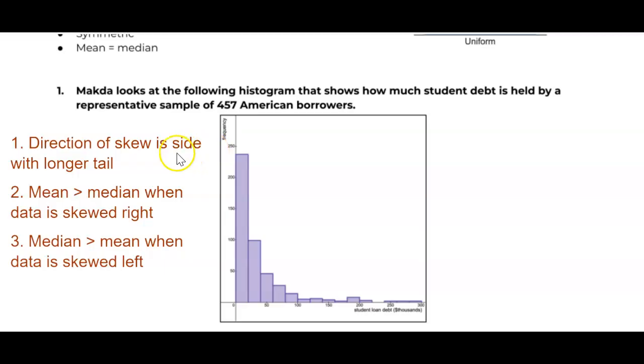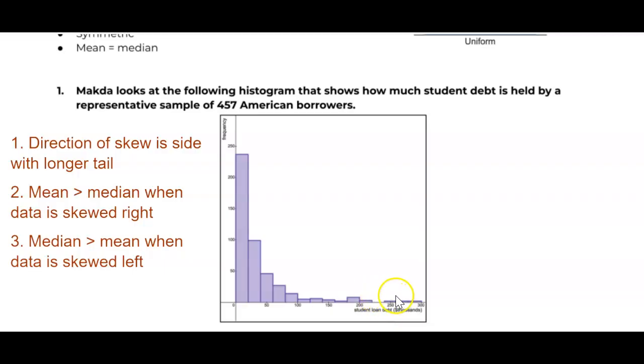So there are things to note here, and I'd like you to write these down as notes in your margin as well. The direction of the skew is the side with the longer tail. And so this one has a tail to the right, which means it's skewed right. When that happens, the mean will be larger than the median, because that larger value will affect the average more than it affects the center point, right?